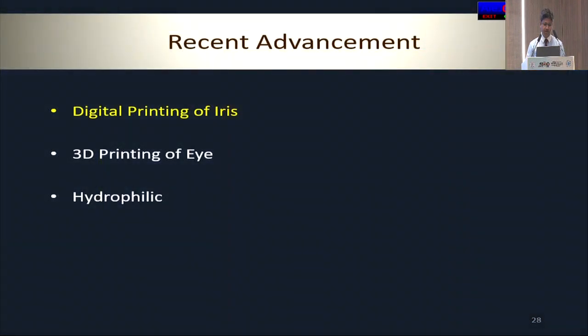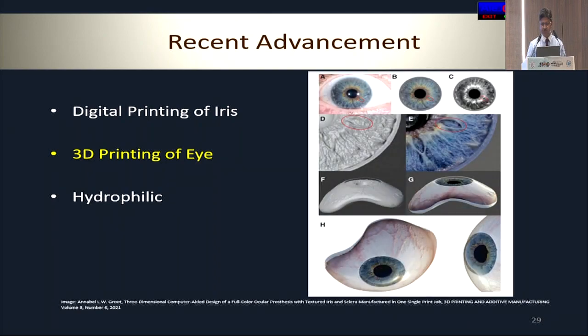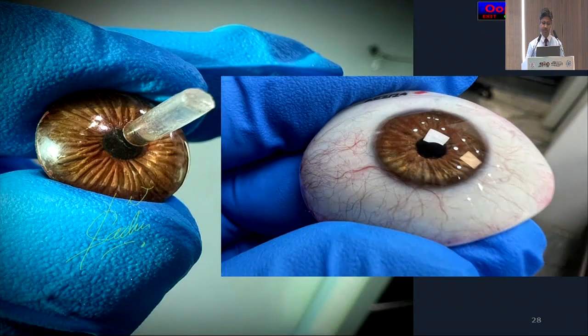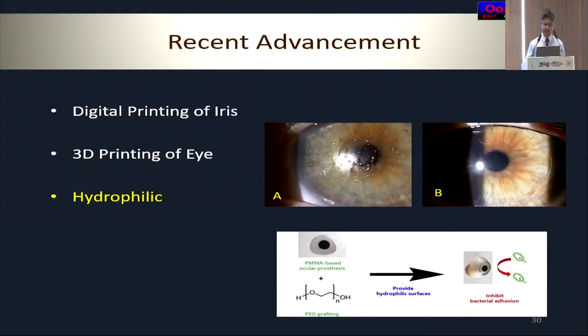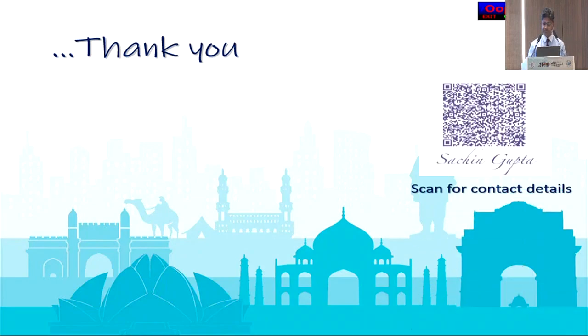What is the next level? I will explain. There are a few recent advancements. Digital printing of the iris, where we take a digital print of the natural eye, and it is used to make the prosthetic eye. Next is 3D printing of the eye, where the iris can be scanned and 3D printed and used in the prosthetic eye, which we have already started using. Just a few seconds. Hydrophilic artificial eye. Artificial eyes are made of materials which are hydrophobic, which is not water loving, but we can create a hydrophilic artificial eye now. Thank you.